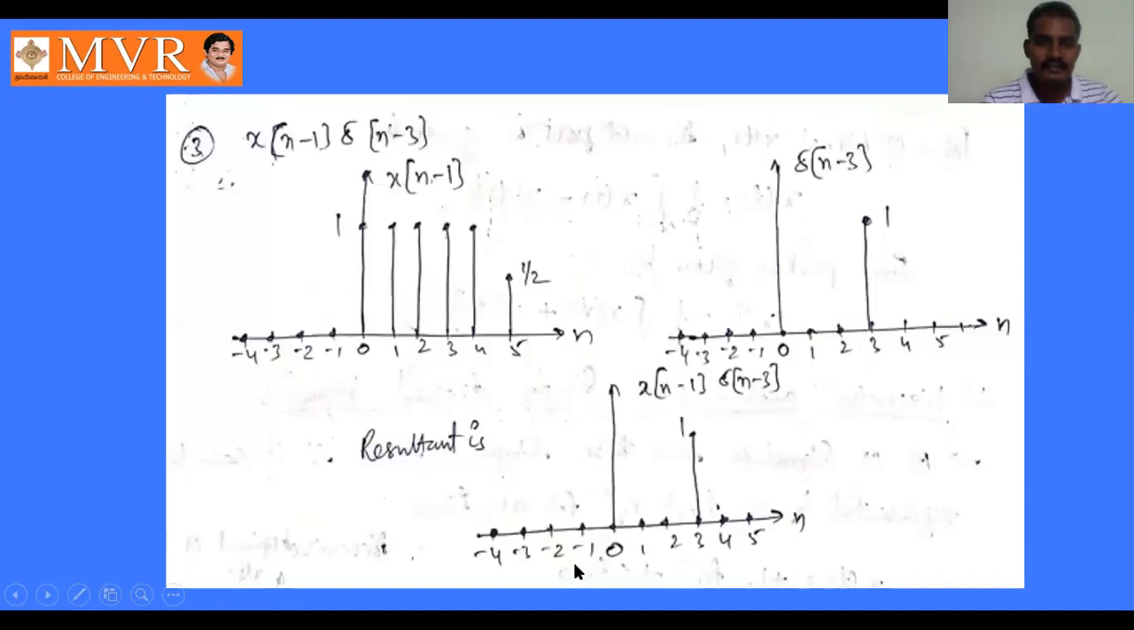Is it not? See here. It starts from 0 to 5. These amplitudes will not change. Okay, it starts from 0 to 5. And what is delta of n minus 3? The impulse function. Delta of n is impulse function.